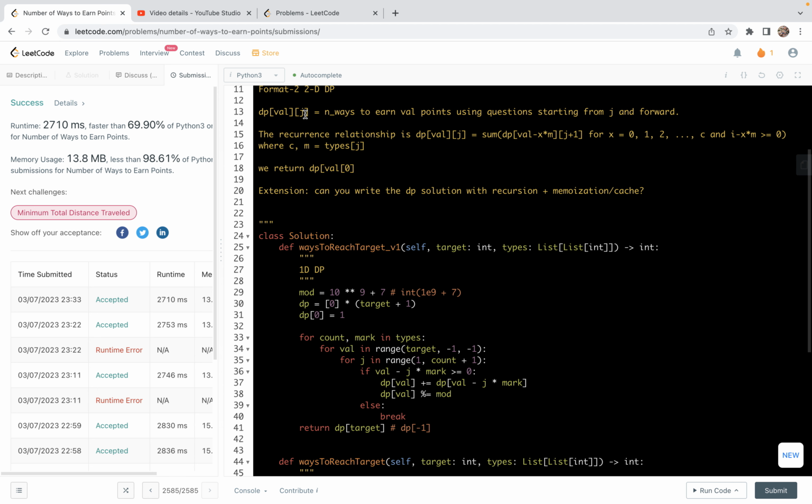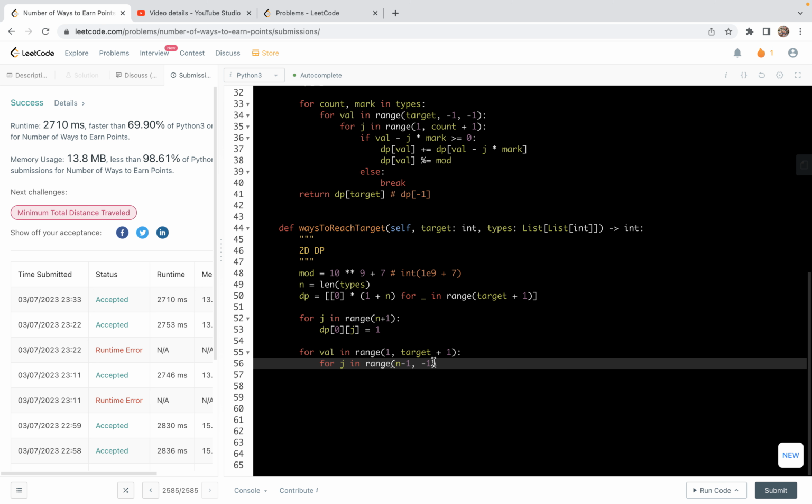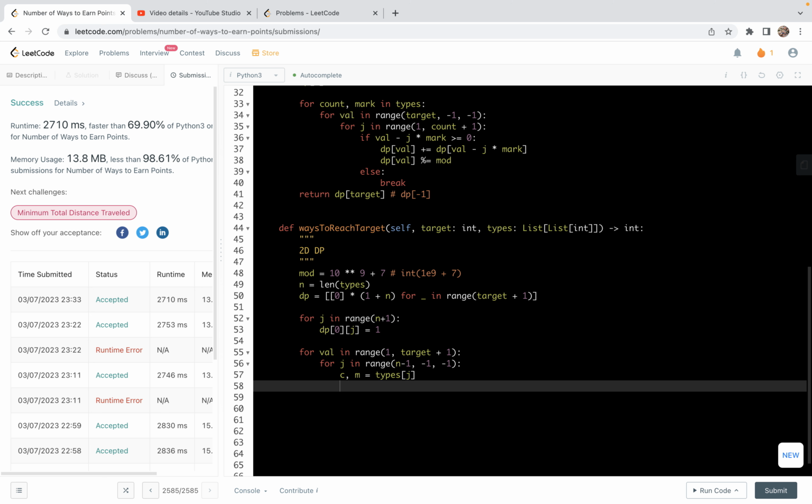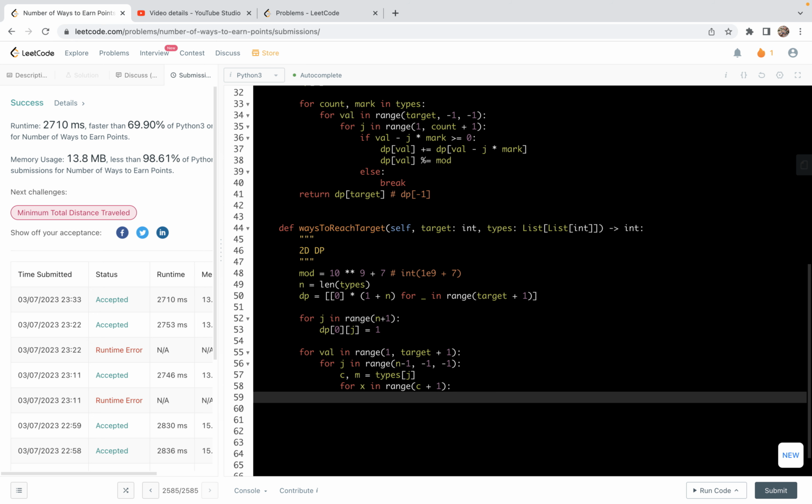And next, let's iterate to do the dp update rule. So here for value in range 1 to target plus 1. Here we are using the forward fashion, small to large. And then for j in range, here we're going to use m minus 1, negative 1. Because of the interpretation here, we need to update from large j to smaller j, right? So n plus 1, negative 1, and then we're ending at 0, so we write negative 1 here.